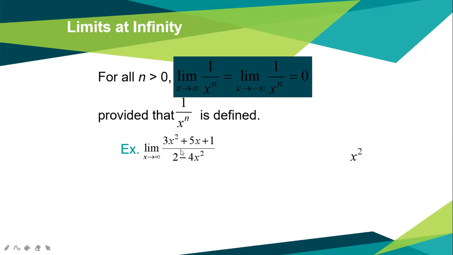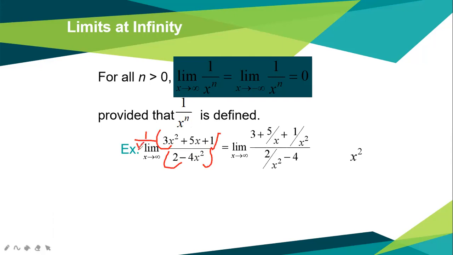So for example, the limit of 3x squared plus 5x plus 1 all over 2 minus 4x squared. We are going to rationalize it: we multiply by 1 over the highest power, which is x squared, so we divide by x squared. We multiply both the numerator and the denominator by 1 over x squared. Wait, let me show it. Multiply by 1 over x to the power of n, sorry.